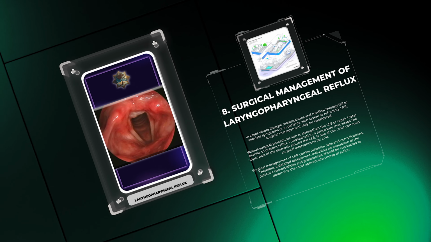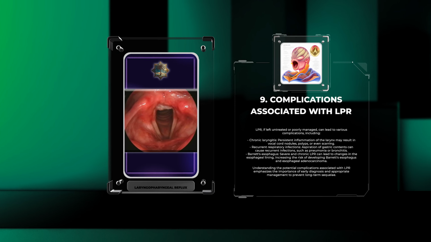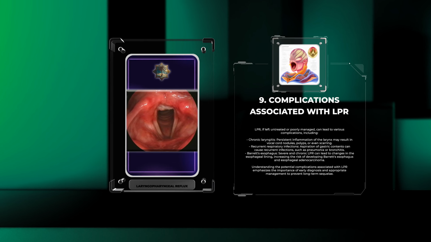LPR, if left untreated or poorly managed, can lead to various complications, including chronic laryngitis. Persistent inflammation of the larynx may result in vocal cord nodules, polyps, or even scarring. Recurrent respiratory infections: aspiration of gastric contents can cause recurrent infections, such as pneumonia or bronchitis. Barrett's esophagus: severe and chronic LPR can lead to changes in the esophageal lining, increasing the risk of developing Barrett's esophagus and esophageal adenocarcinoma. Understanding the potential complications associated with LPR emphasizes the importance of early diagnosis and appropriate management to prevent long-term sequelae.